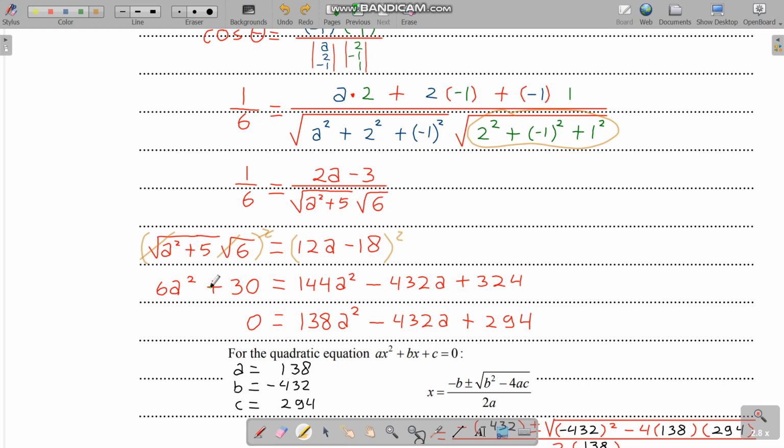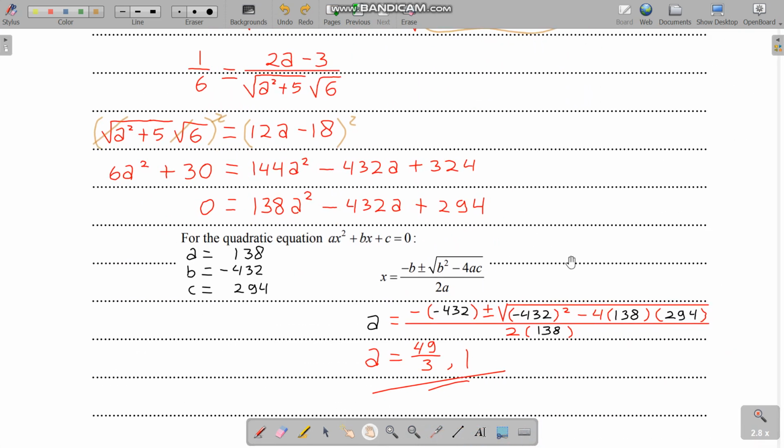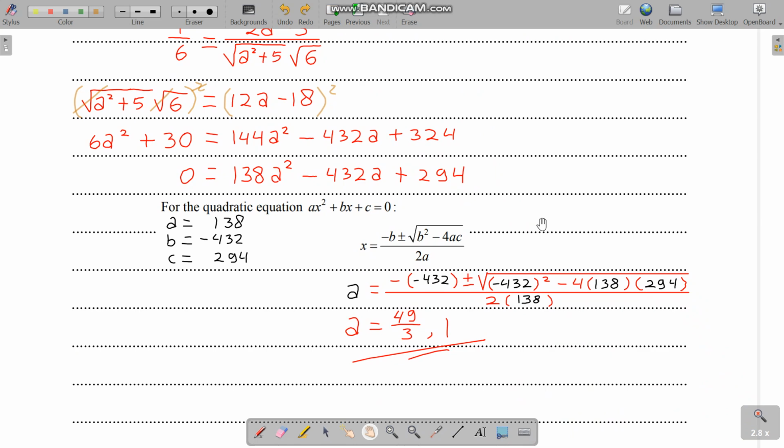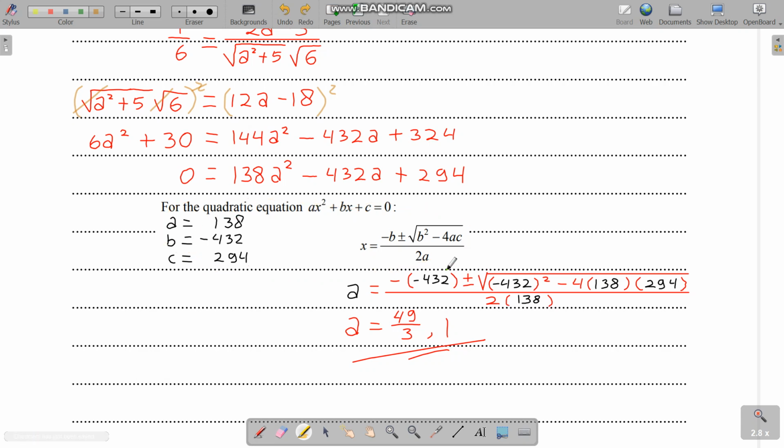So now we subtract 6a squared plus 30 from both sides. So 144 minus 6 and 324 minus 30. Now we have a quadratic in a. So we use the MF19 quadratic formula. Identify the a and the b and the c. Plug into the formula. Use a calculator. We get the two possible values of a.